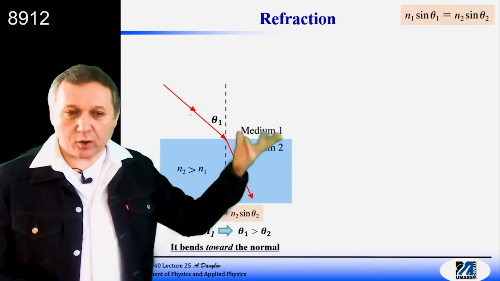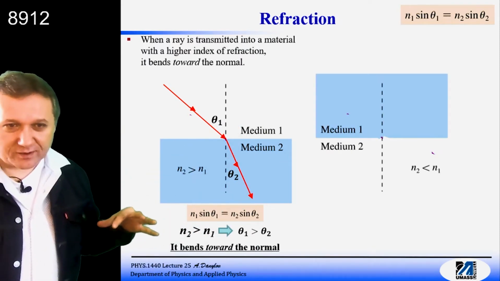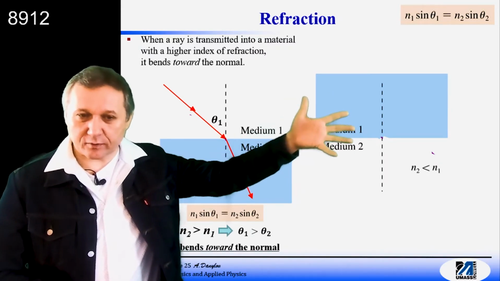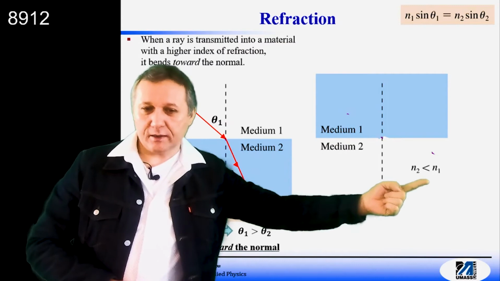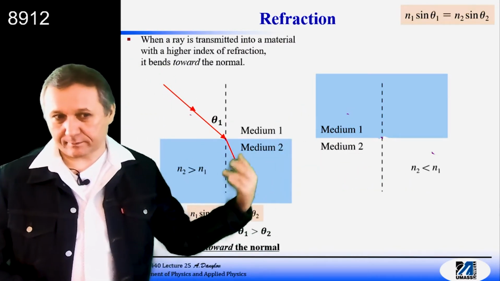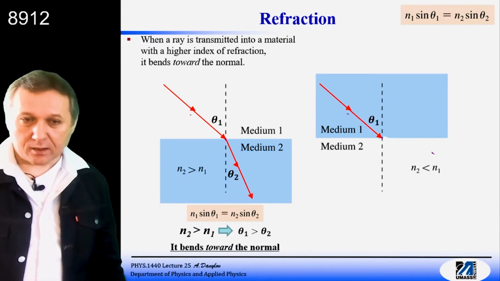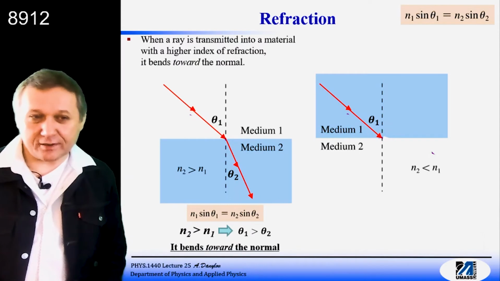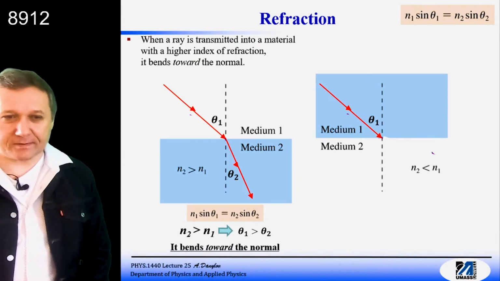Okay, so now the opposite situation. What if this medium is denser, so the index of refraction N1 is larger than N2? This is, for example, glass and air. So in this case, again, we have the same incident ray.